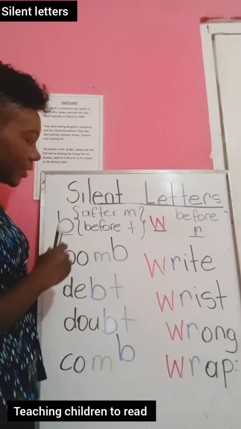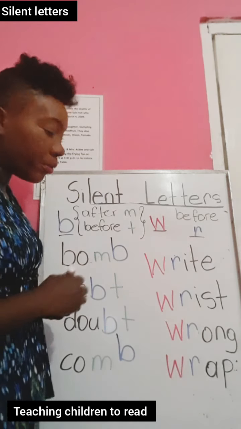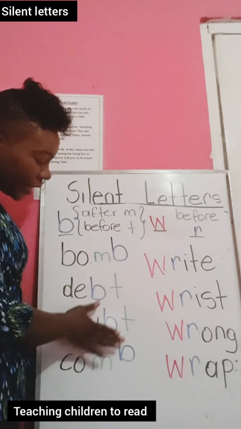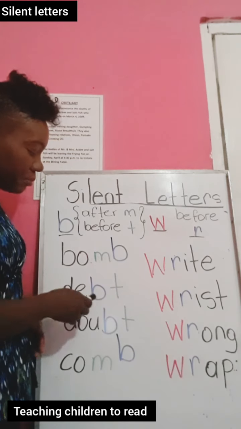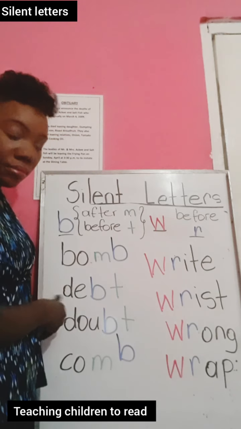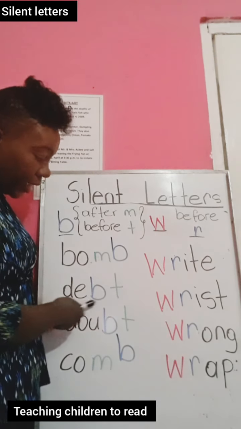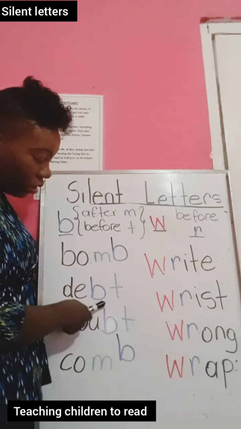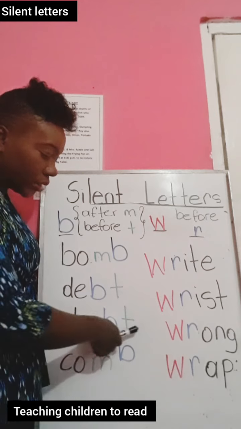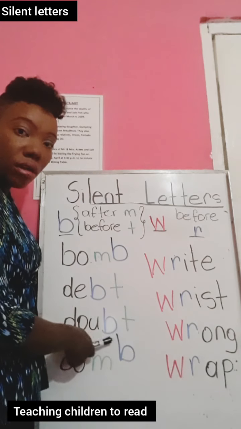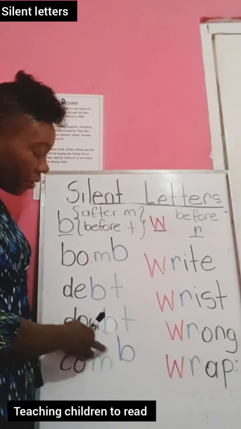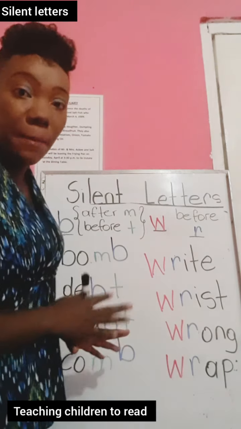Now it says that B is also silent in a word when it comes before T. So in words like these that have the B before the T, then the B is silent. Debt. So you don't sound the B. And this is doubt. The B does not talk in this word. So remember, these words, you just have to know them.